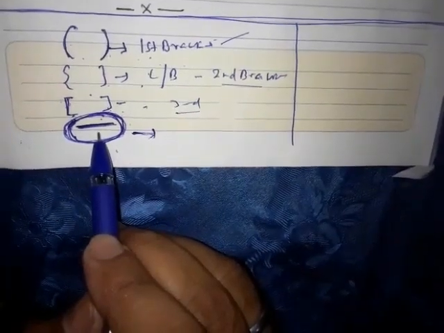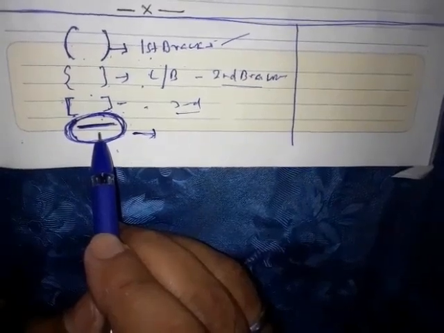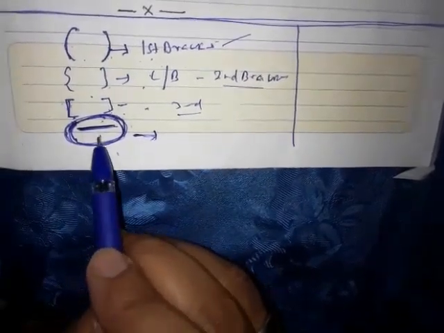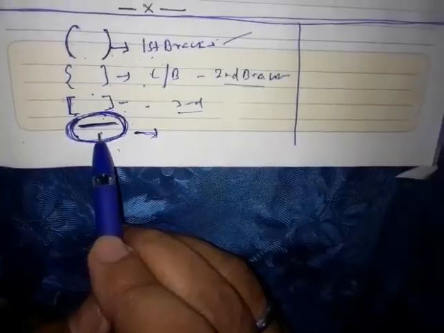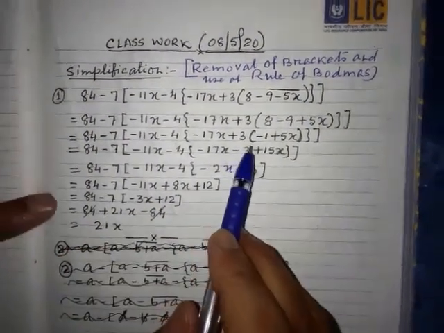So, now we are going to do the calculation. When I solve the problem, I will explain how to remove the bracket and how to use the BODMAS rule. Let us start with the first question of simplification.